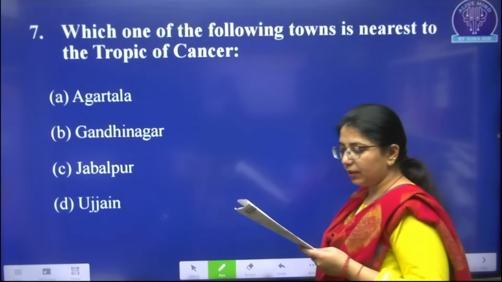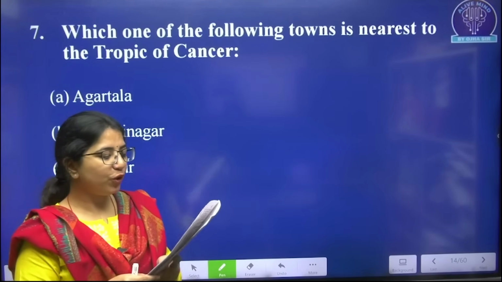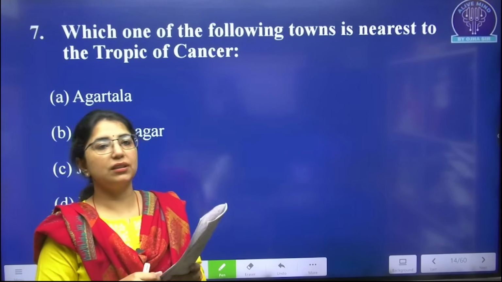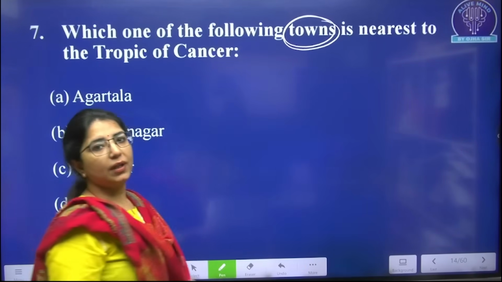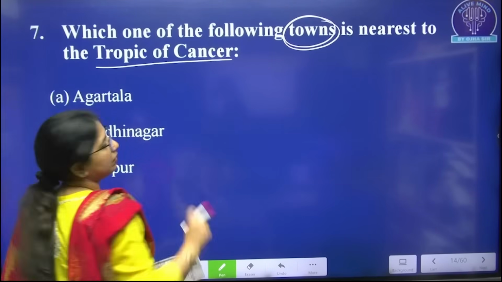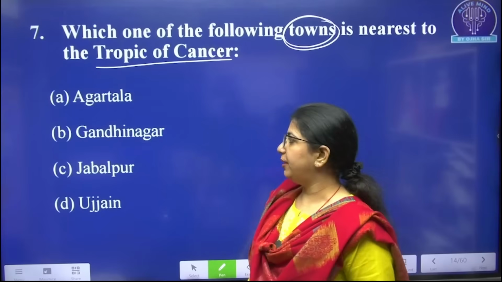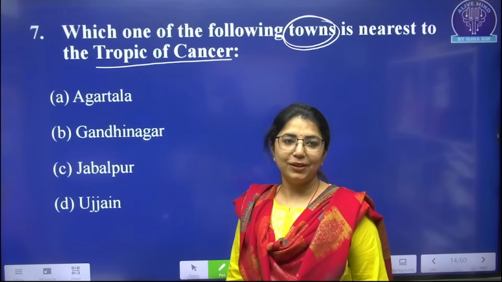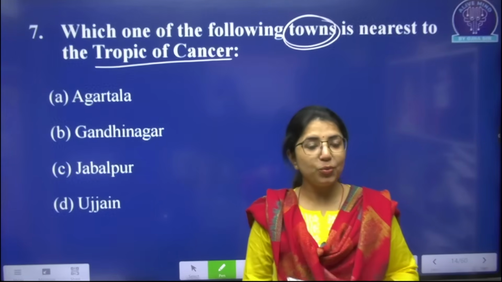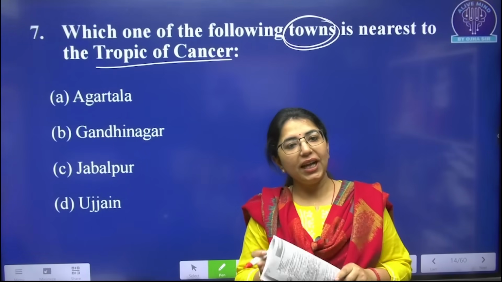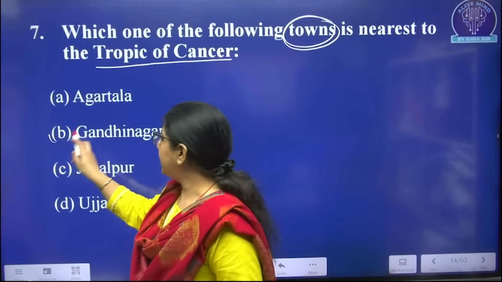Then is question number 7. Which of the following towns, see how they'll ask you on the Tropic of Cancer, which of the following towns is nearest to the Tropic of Cancer? Now they have asked towns. This is UPSC's question. Options are Agartala, Gandhinagar, Jabalpur or Ujjain. No student can attempt this question if they are not very well versed with the states' capitals and the important cities near them. So here the answer is Gandhinagar.